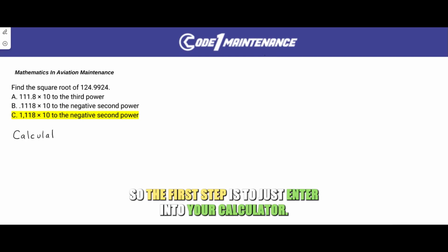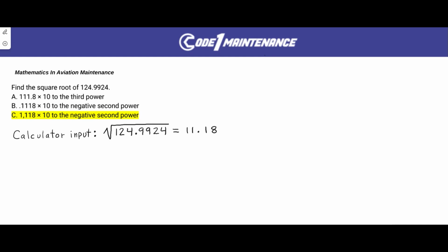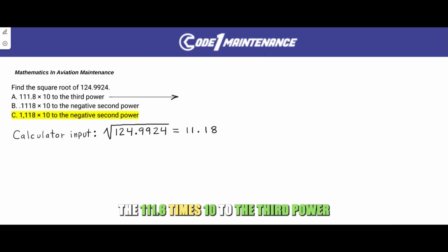So the first step is to just enter into your calculator the square root of 124.9924, and this will calculate to 11.18.